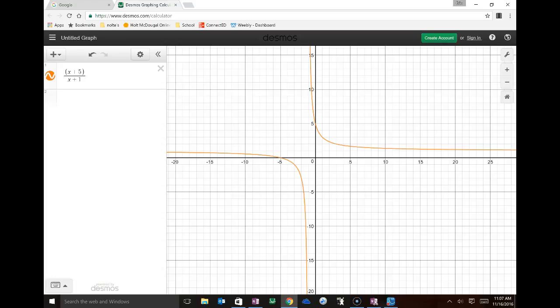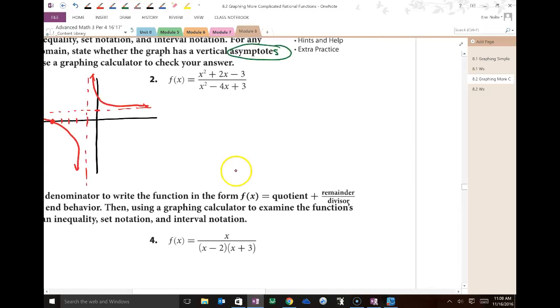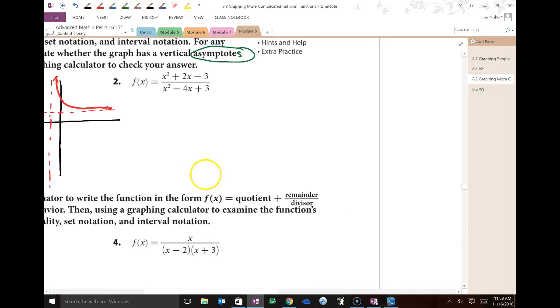How are we doing so far? Super awesome? Super not awesome? Super medium? I don't know if that's a super thing, but all right, here we go, number 2. Dun, dun, dun, dun, dun, dun. All right, now number 2 is written a little bit more super. So where do I start to find domain restrictions?